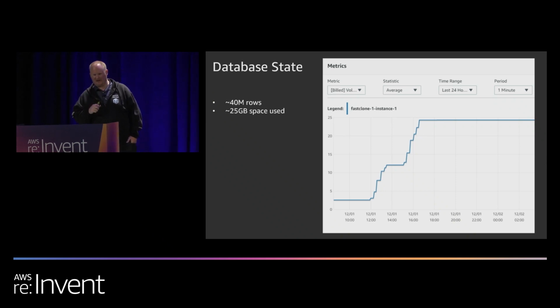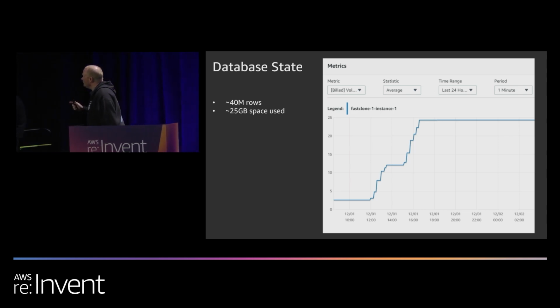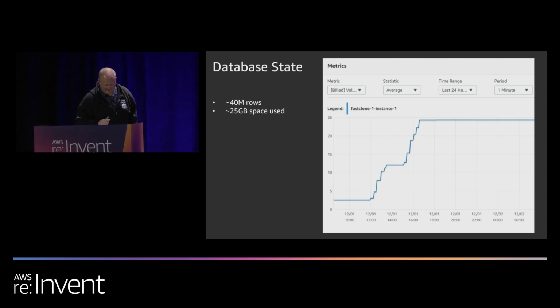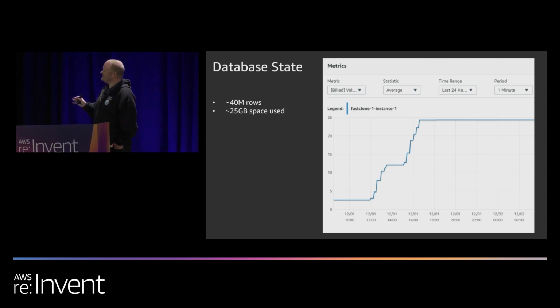So here we have a database. We ran a bunch of transactions to load it, so we have about 40 million rows. I still don't know why it's about 40 million. So there's 4 rows missing from 40 million here. Next time we should get this to 40 million even. That'd be great. And it used about 25 gigabytes of space here. So you can see the CloudWatch metric here went up to 25 gigabytes.